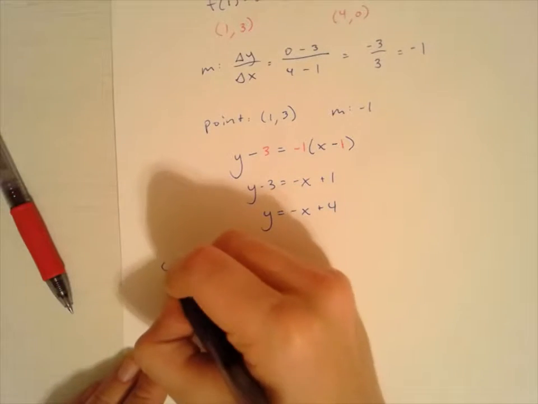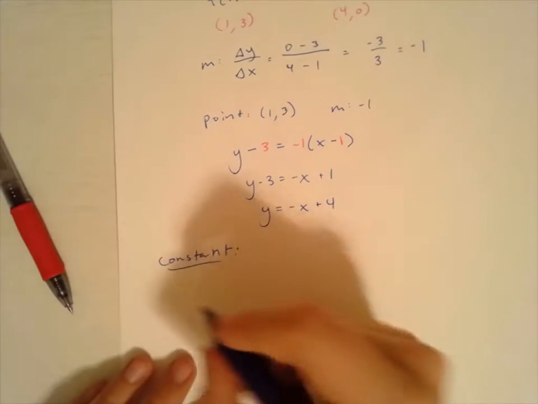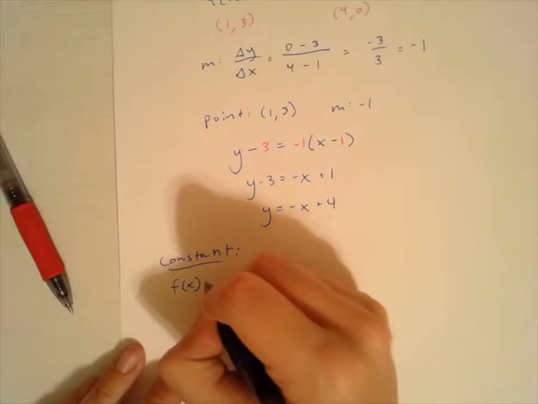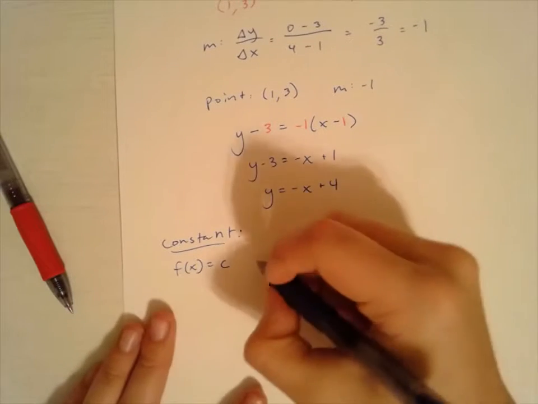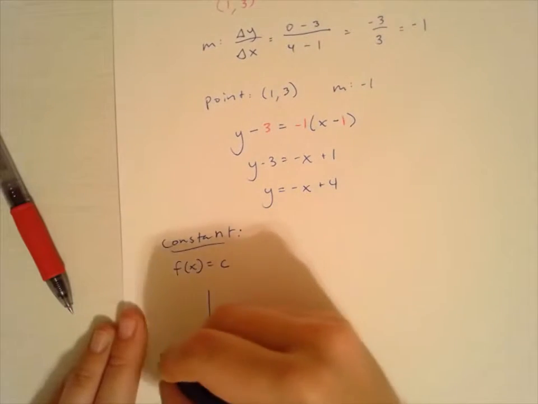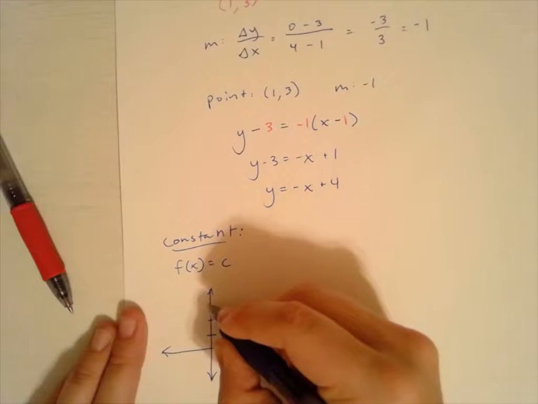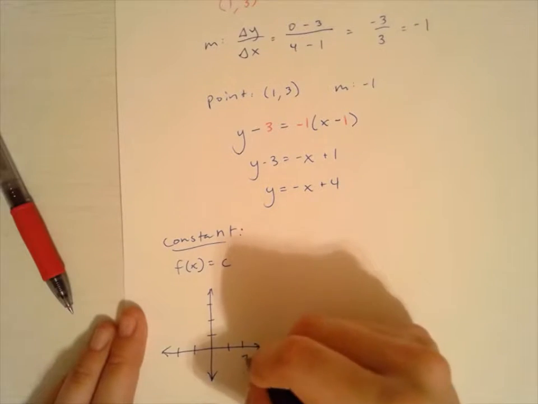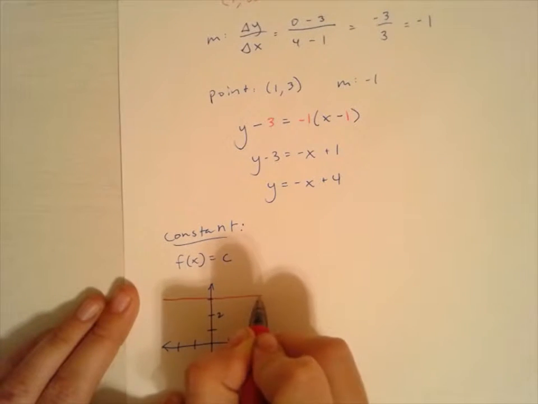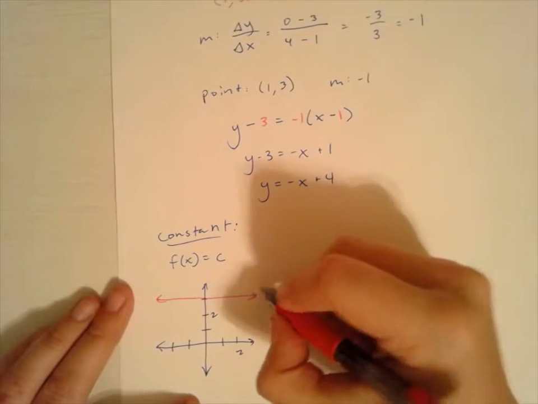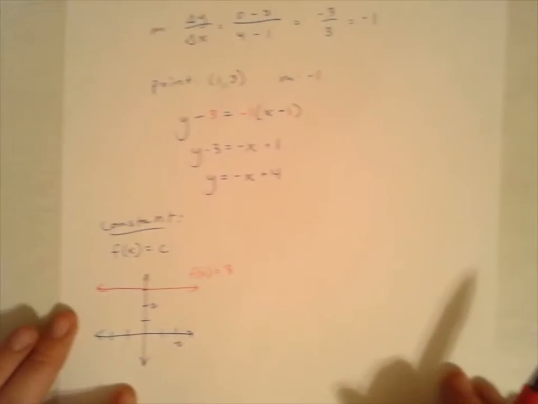Two important things for you to know about linear functions. Sometimes they are in a constant form, which essentially just means it would say f of x equals a number, f of x equals c. And the graph of a constant linear function would look something like this. Say we have the values 1, 2, 3. Let's label our graph here. If we had a perfectly horizontal line going right through 3, the equation of this line would be f of x equals 3. And that's an example of a constant function.